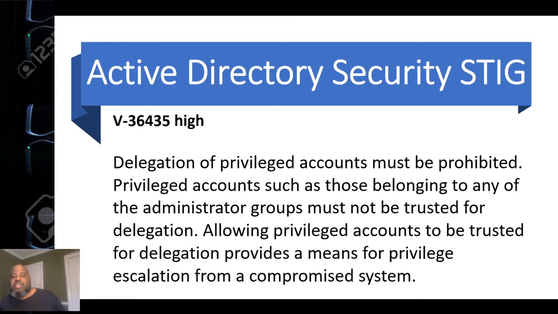Vulnerability 36435, delegation of privileged accounts must be prohibited. Privileged accounts, such as those belonging to any administrative group, must not be trusted for delegation. Allowing a privileged account to be trusted for delegation provides a means of privilege escalation from a compromised system.